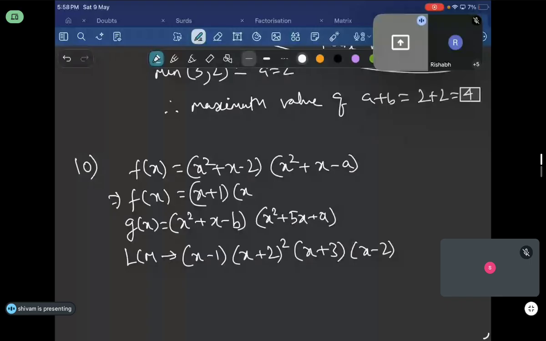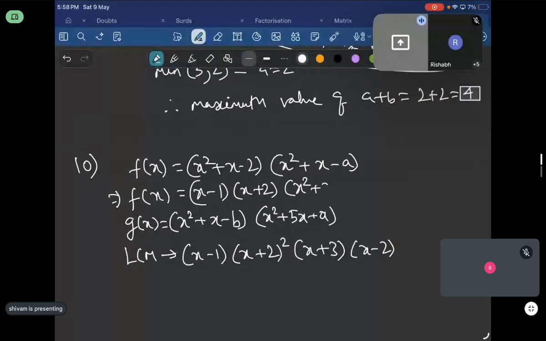x minus 1 into x plus 2. Sir, x minus 1 I got. Okay. Into x square plus x minus 2. Pay attention. So this is the equation right in front of you. LCM should be x minus 1 into x plus 2 whole square into x plus 3 into x minus 2.